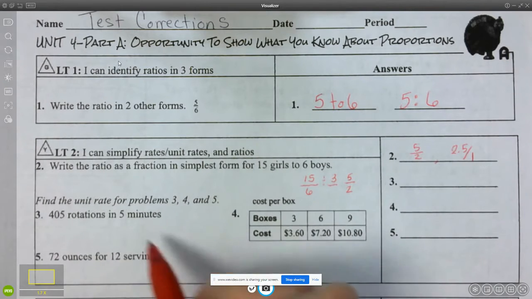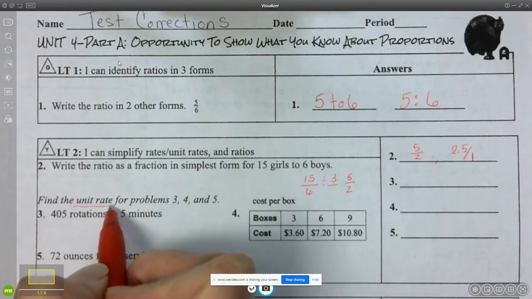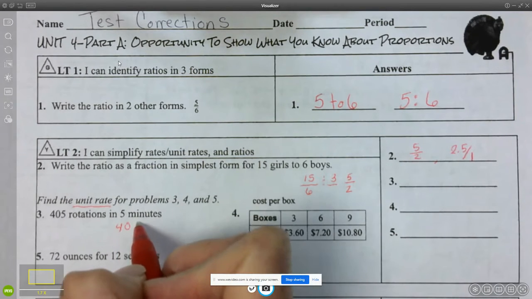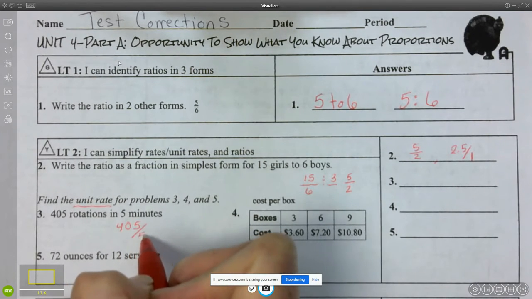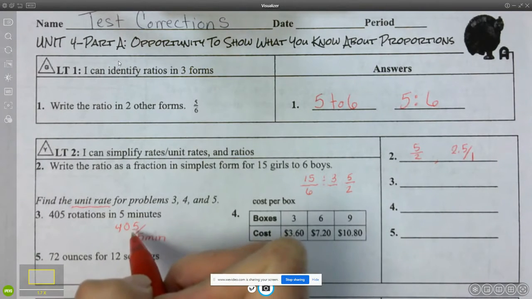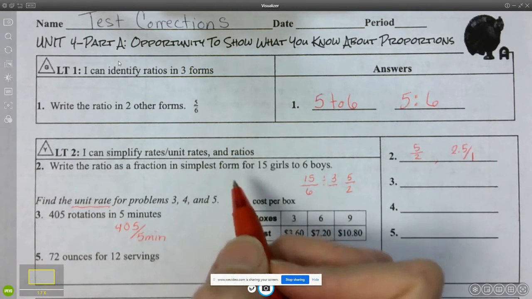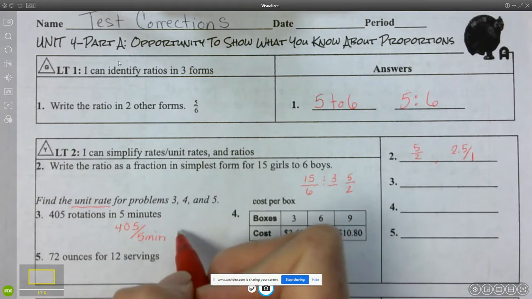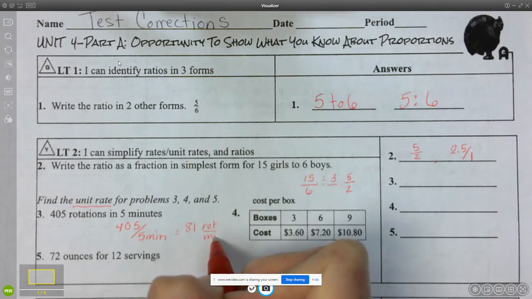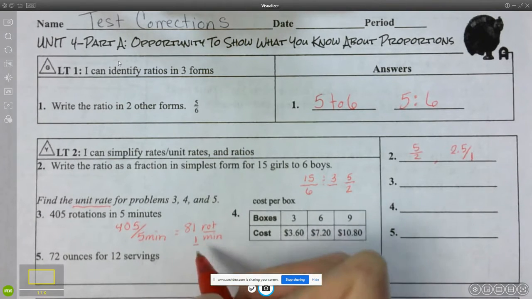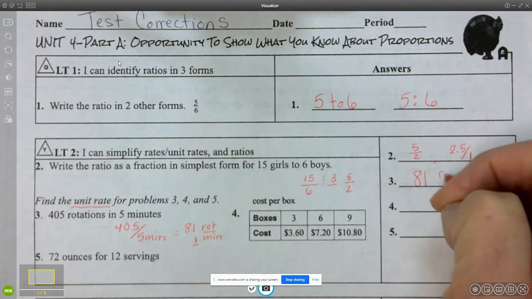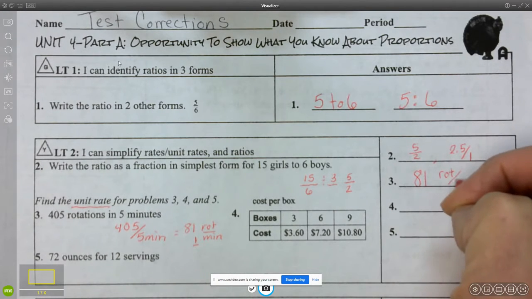So the unit rate, that means how many out of 1. So if you have 405 rotations in 5 minutes, we want to know how many rotations it would be in 1 minute. So in your calculator, you're going to divide 405 by 5, and that is going to equal 81 rotations per minute. So for 1 minute, that's a unit rate. So over here on the answer key, 81 rotations. I'm just going to abbreviate it per minute.